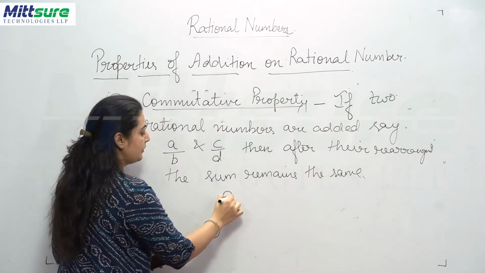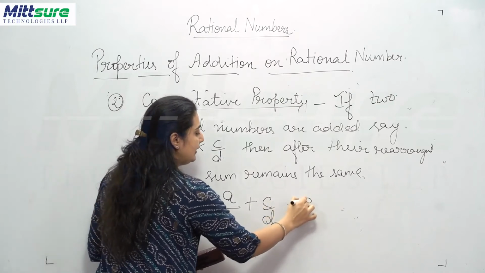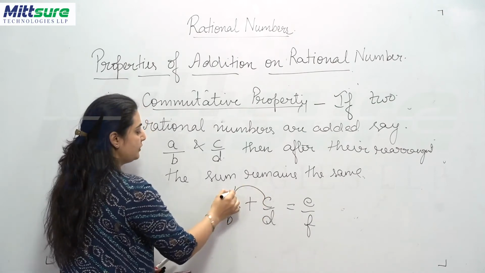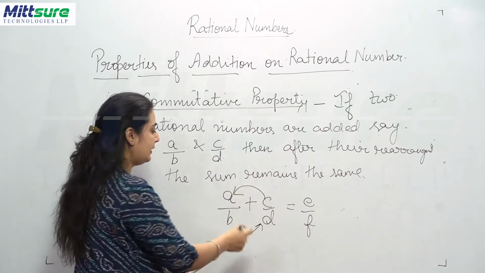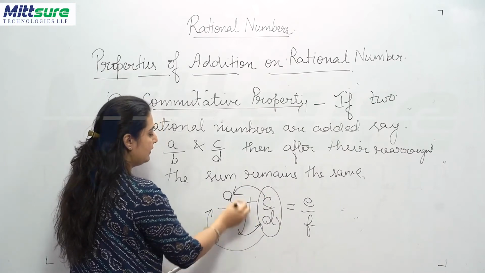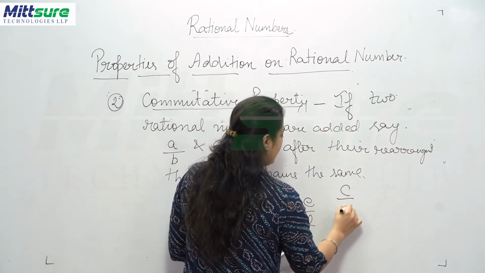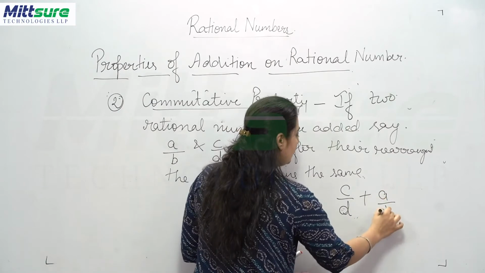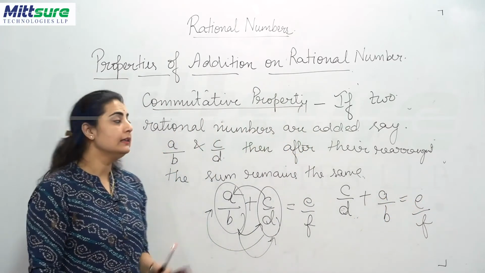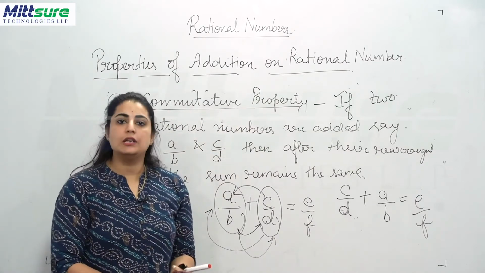It happens if suppose A upon B plus C upon D, I will get E upon F, right? Now if suppose I shift their places, that means this entire rational number gets shifted to this side and this gets shifted to that side. C upon D plus A upon B will also give you E upon F. Is it clear? This is the commutative property of addition on rational numbers.